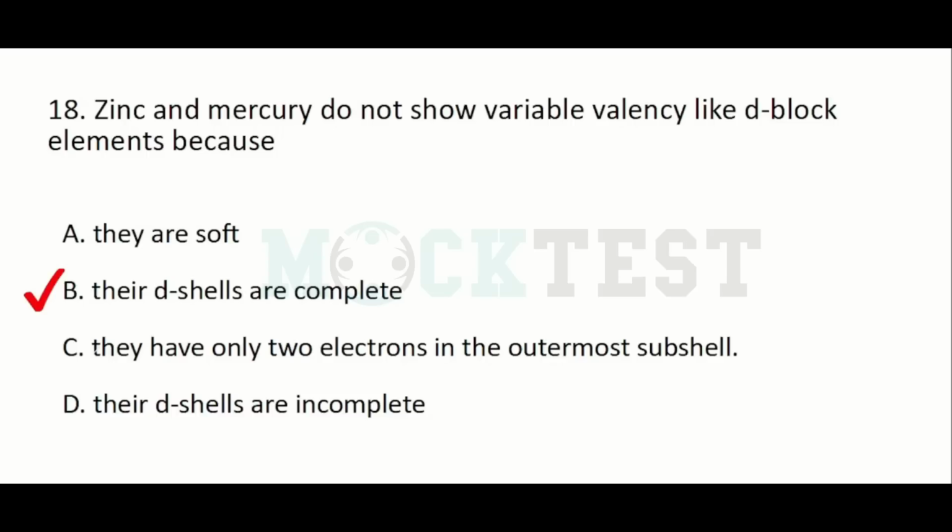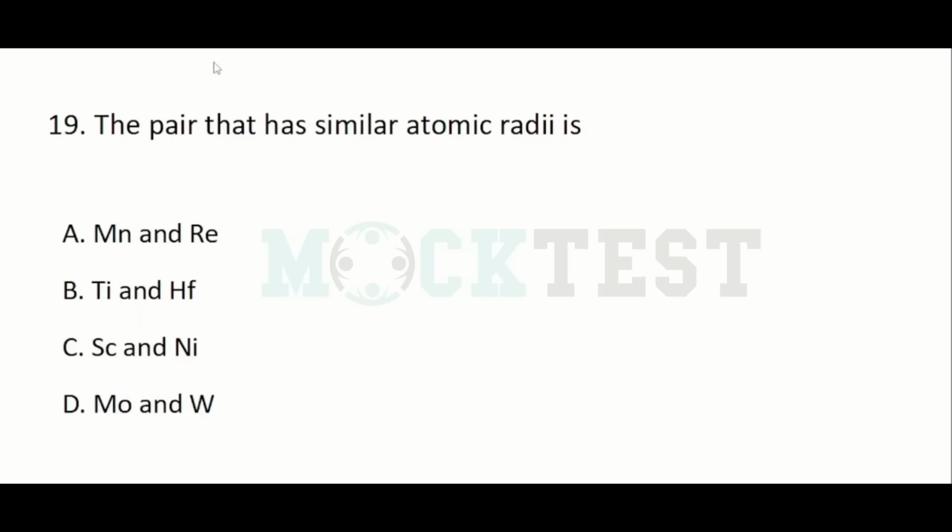The pair that has similar atomic radii is option A, manganese and rhenium, option B, titanium and hafnium, option C, scandium and nickel, option D, molybdenum and tungsten. Answer is option D, molybdenum and tungsten have similar atomic radii.